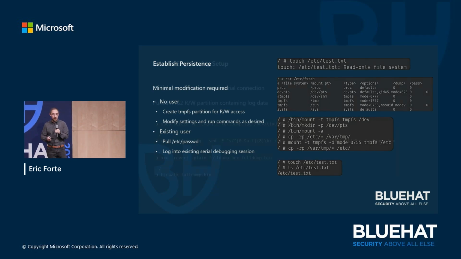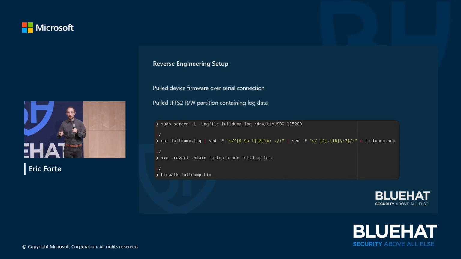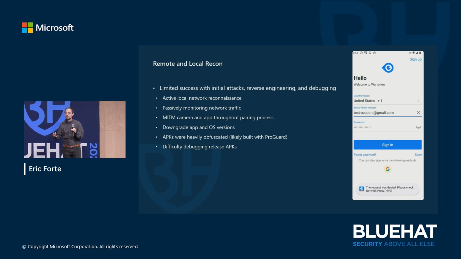So we're effectively now at a setup point where we can make minimal modifications, or obviously extensive modifications if we want to, but where we can continue on with our reconnaissance. So we went ahead, pulled the firmware over the serial connection, pulled some log data too, just illustrating one way that you can do that. But then we continued our reconnaissance. So now we have the firmware and the hardware set up there.